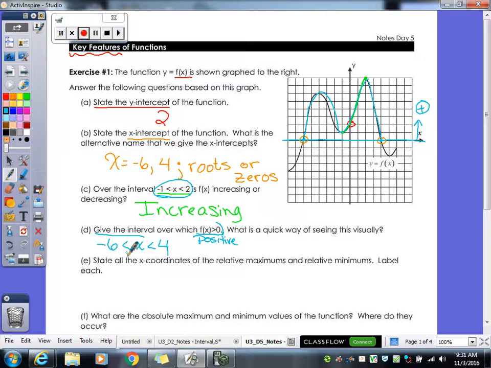Other part of the question, what is a quick way of seeing this visually? It's above the x-axis. That's how we see it visually, and that's what we did to help us find the answer.